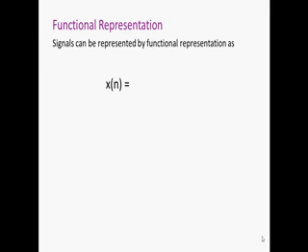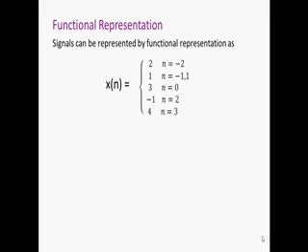In functional representation, signals can be represented as functions. For example, x of n is defined for every time period. For n equal to minus 2, the value of x of n is 2. For n equal to minus 1 and 1, the value is 4. For n equal to 0, the value is 3. For n equal to 2, the value is minus 1. And for n equal to 3, the value is 4.